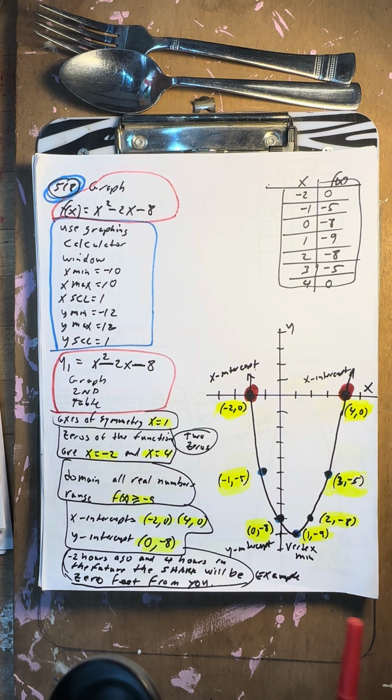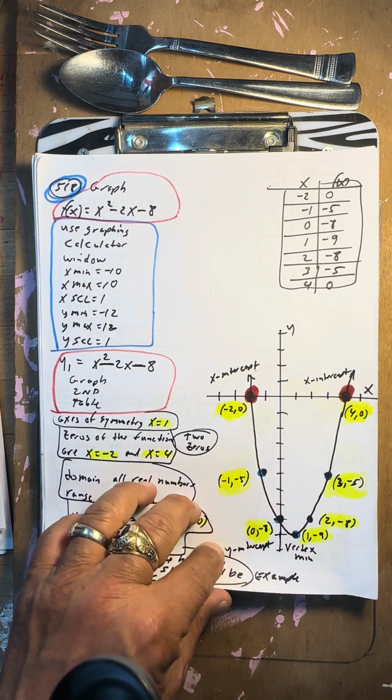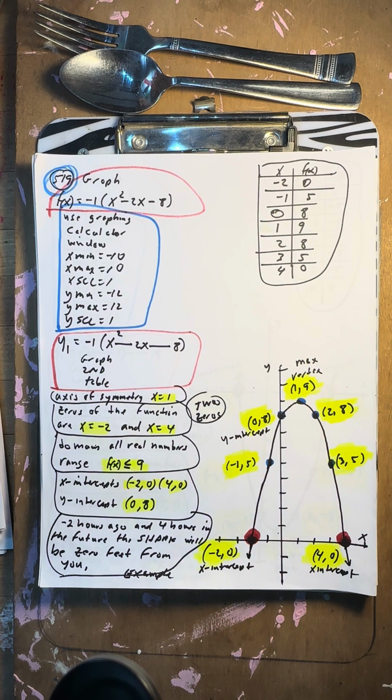Think of this: x-intercepts negative 2, 0 and 4, 0. Y-intercept, 0, negative 8. Or think like this again. 2 hours ago, or 4 hours in the future, the shark will be 0 feet from you. In the ocean, Mustang Island, wherever you are.